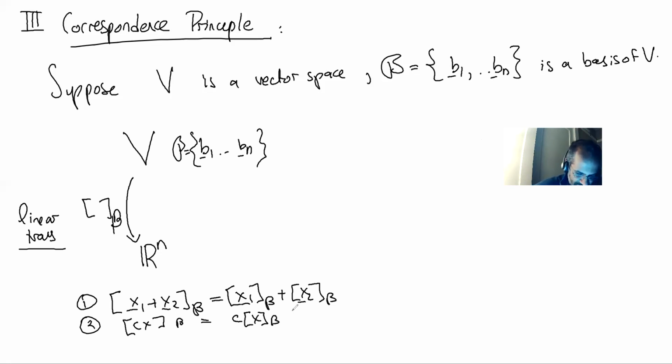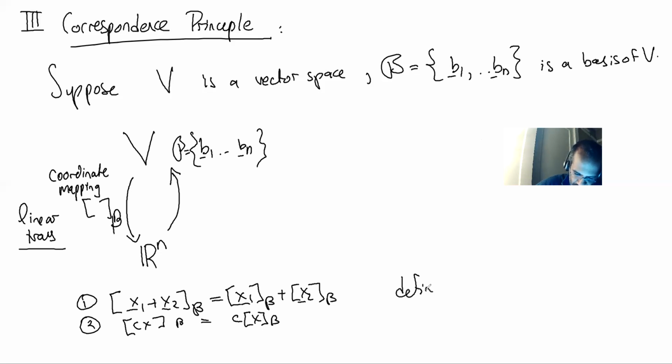So the coordinate, I'm going to call this a coordinate mapping. This is a linear transformation. Any questions about why that's the case? Okay. And now the punchline is that it's an invertible linear transformation. So it's actually an isomorphism. So there's an inverse linear transformation, which is kind of the obvious thing.